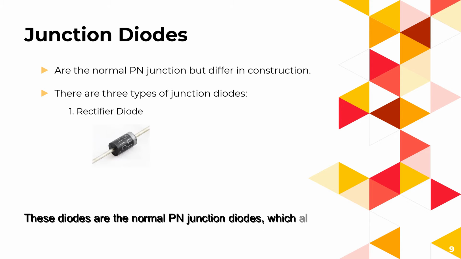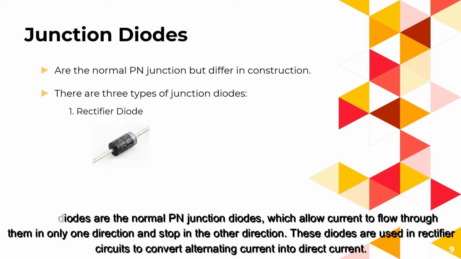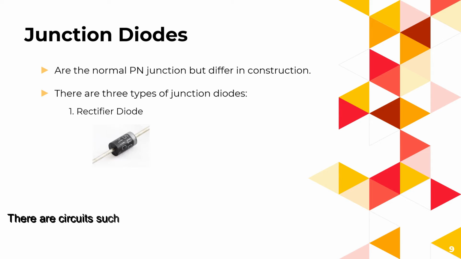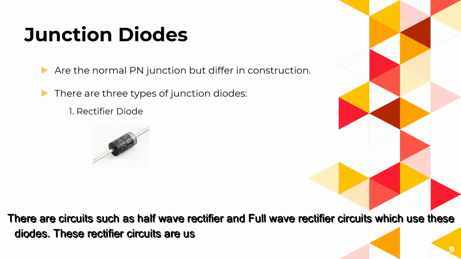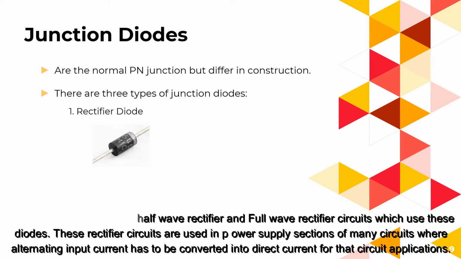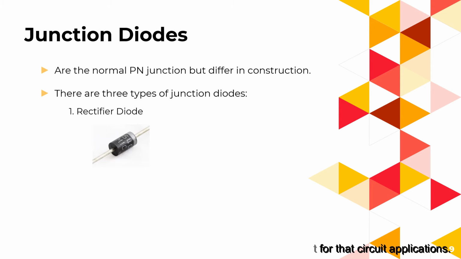Rectifier. These diodes are the normal PN junction diodes which allow current to flow through them in only one direction and stop in the other direction. These diodes are used in rectifier circuits to convert alternating current into direct current. There are circuits such as half-wave rectifier and full-wave rectifier circuits which use these diodes. These rectifier circuits are used in power supply sections of many circuits where alternating input current has to be converted into direct current for that circuit applications.